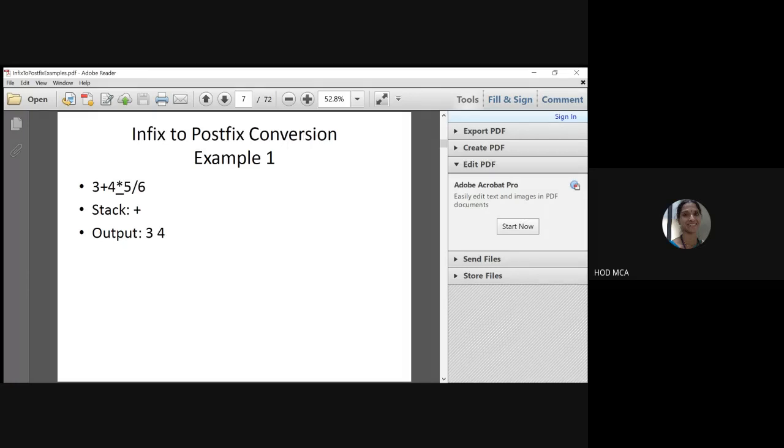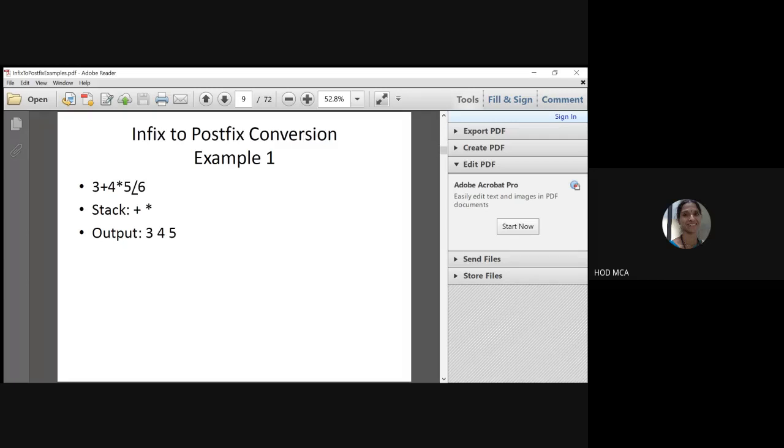Now, when you are pushing the operator onto the stack, you have to compare the precedence of star with the precedence of plus. Plus has a lower precedence. So if the operator in the stack has a lower precedence than the operator that has to be pushed, you can simply push it. If it has higher precedence, then you have to pop out what is there in the stack and then push the new operator. That is the rule. So plus has a lower precedence. So you simply push star into the stack. Are you getting, Rashmi? Yes, ma'am.